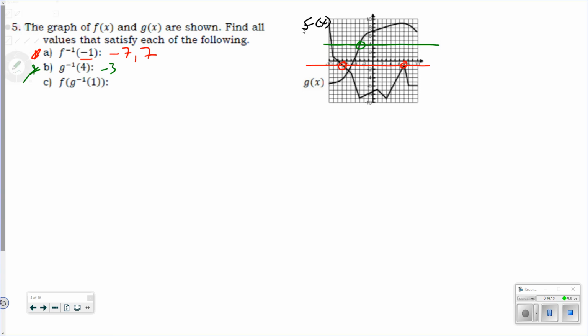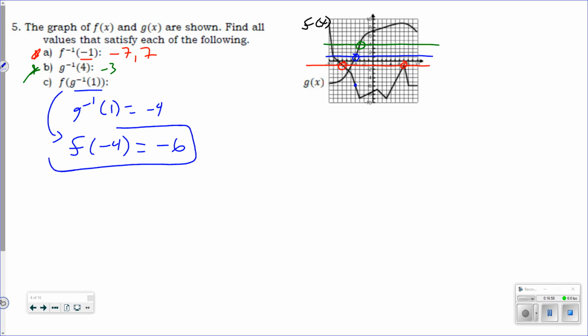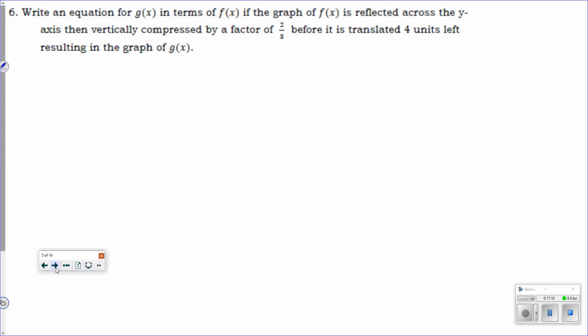And now I want g inverse of 1 and then the f of that. Anytime you have a function inside of another function, work from the inside going out. So I'm going to figure out what g inverse of 1 is first. If I go to 1 and draw a line, I cross only at that point right there at -4. So g inverse of 1 is -4. So this problem is now, what is f of -4? Well, f of -4 is right there. We'll say it crosses at about -6. So f of -4 is -6, and that is your answer. That's how you do that. Very similar to what you had on the quiz. That's your answer. Number 6.